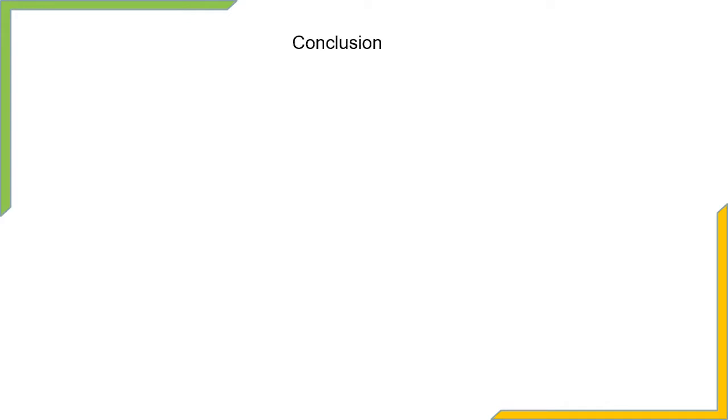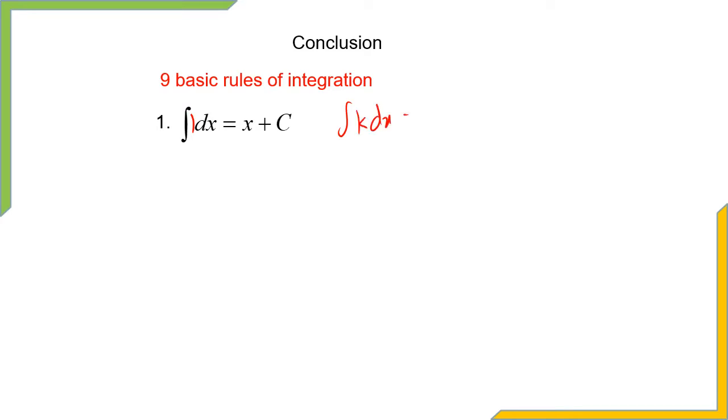Okay, conclusion. So this is the conclusion of lecture 1. What we have learned in this lecture is 9 basic rules of integration. The most basic one is when you integrate a constant. So a constant of 1 will be x. If it's a constant k with respect to x, that will be kx plus c. And then integration of k f(x), where k is just a coefficient of f(x), so we can take it out and just integrate f(x).